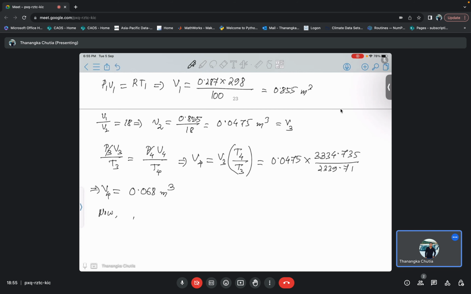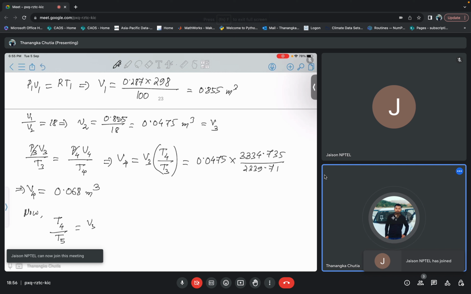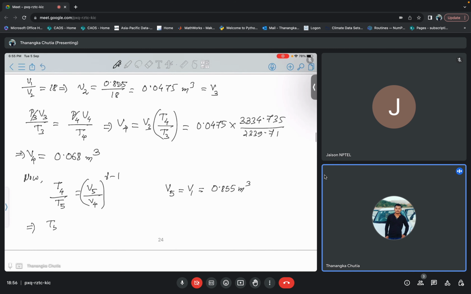Now what we can write: T4 divided by T5 is equal to V5 divided by V4 to the power gamma minus 1. Now what is V5? V5 is equal to V1, because the process 5 to 1 is a constant volume process, and V1 we have just now calculated as 0.855 meter cube. Okay, so from here T5 is equal to T4 divided by V1 divided by V4 to the power gamma minus 1.